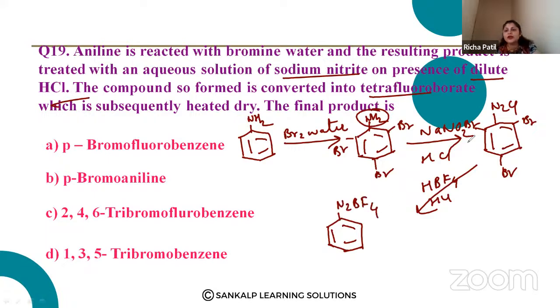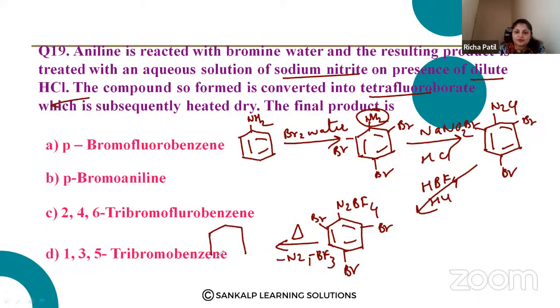N2BF4. Okay, the Cl group is replaced by the BF4 group, and this becomes Br. Everything else remains the same. Then it is heated. After heating, your N2 group will leave and your BF3 group will leave. So what you yield is F, so it is 2,4,6-tribromofluorobenzene.